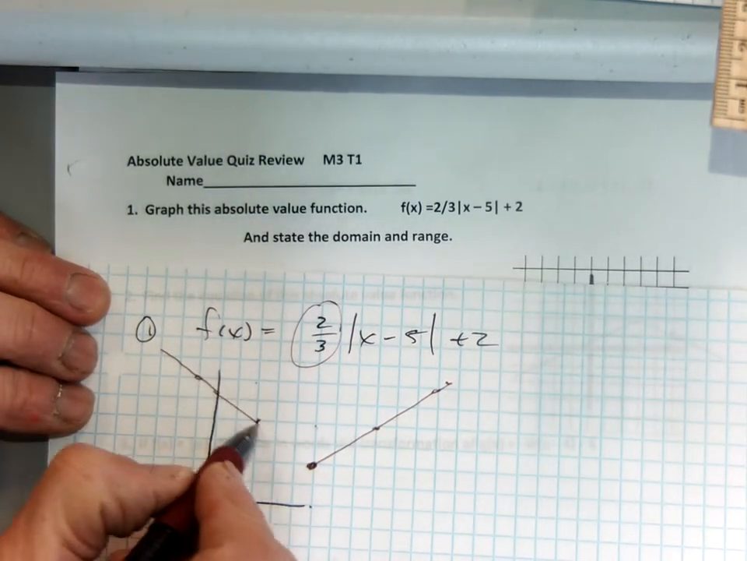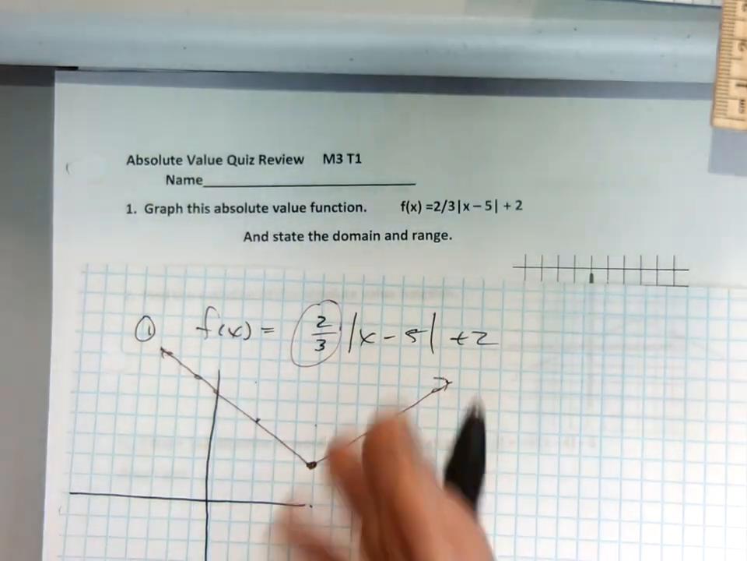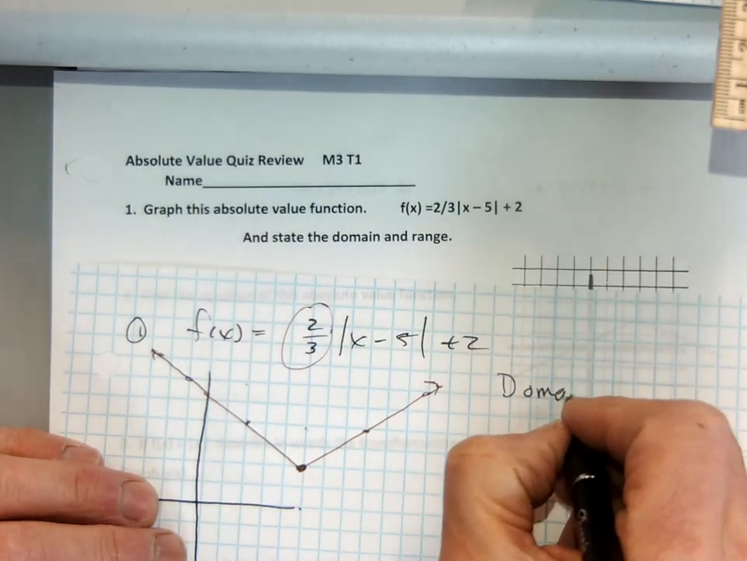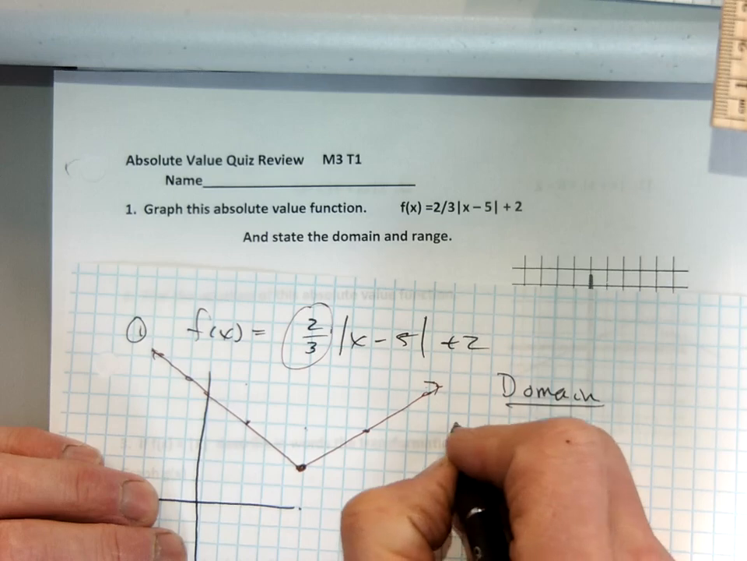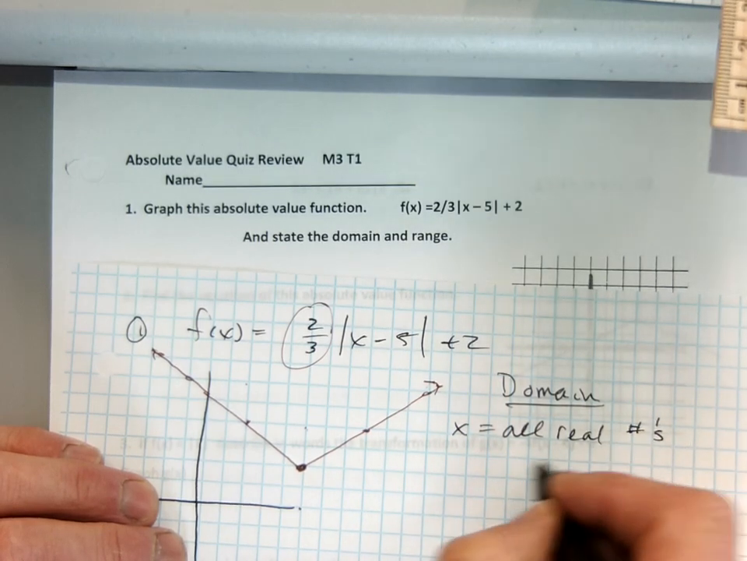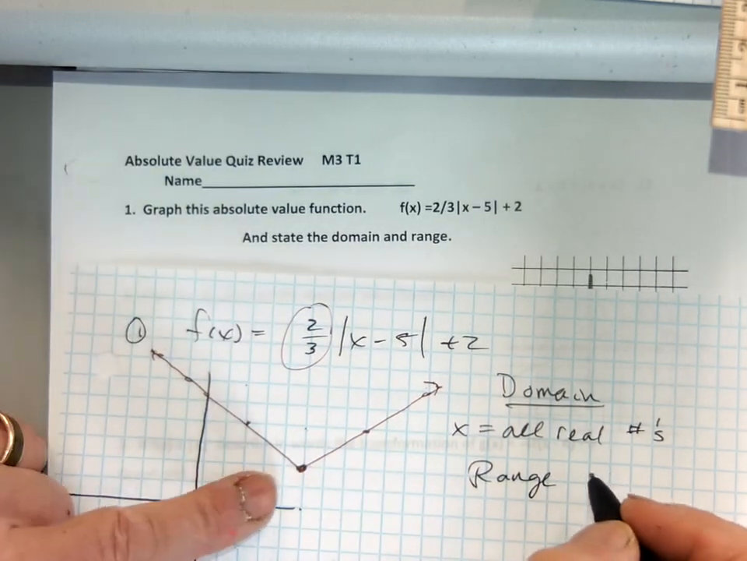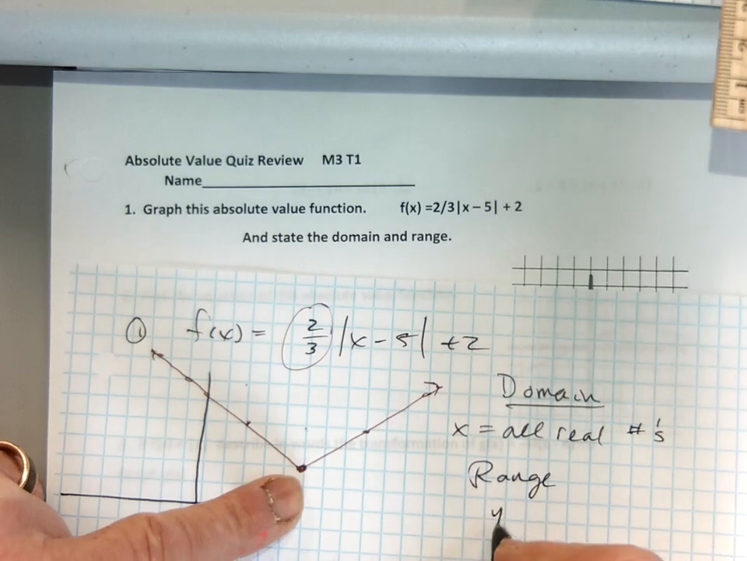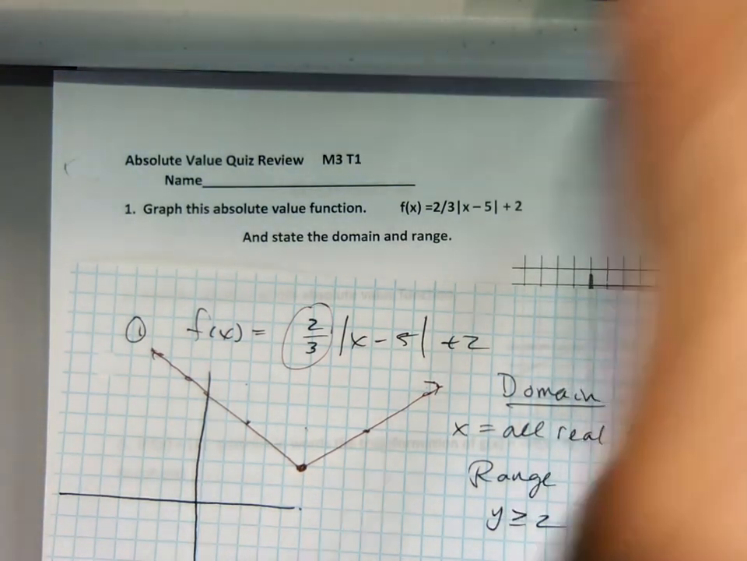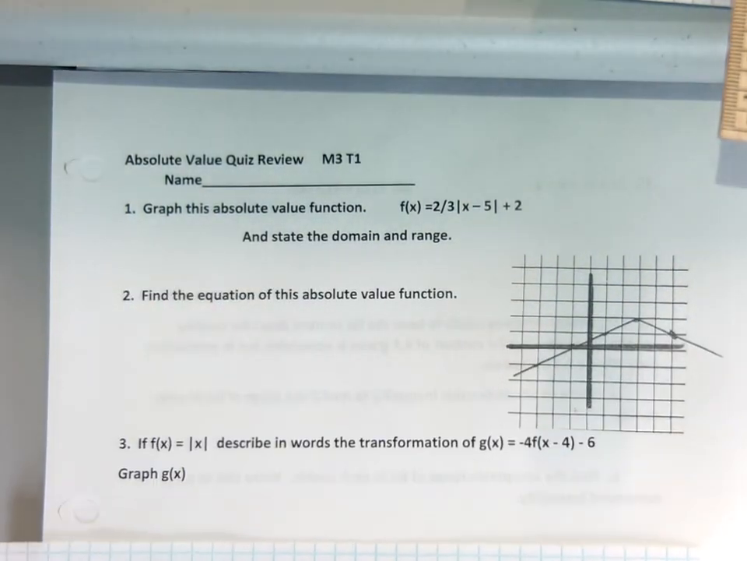Okay, I think everybody can do this. Domain and range. Domain is the x values. Of course, it goes forever in both directions, so domain's easy. Domain is simply x equals all real numbers. And the range, though, doesn't have any negative values below here. It starts at a height of 2 and goes up, so y is greater than or equal to 2. Hopefully you guys can do this. I have faith in you.